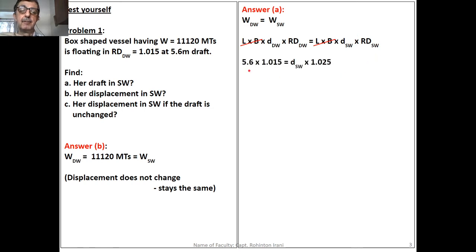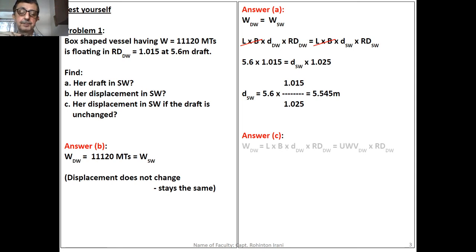Substituting the values in the formula, draft in dock water is 5.6 meters, relative density of dock water is 1.015, draft in salt water is what we have to find out, and the relative density of salt water is 1.025. Therefore, draft in salt water works out to 5.545 meters. Come to part C of the problem.